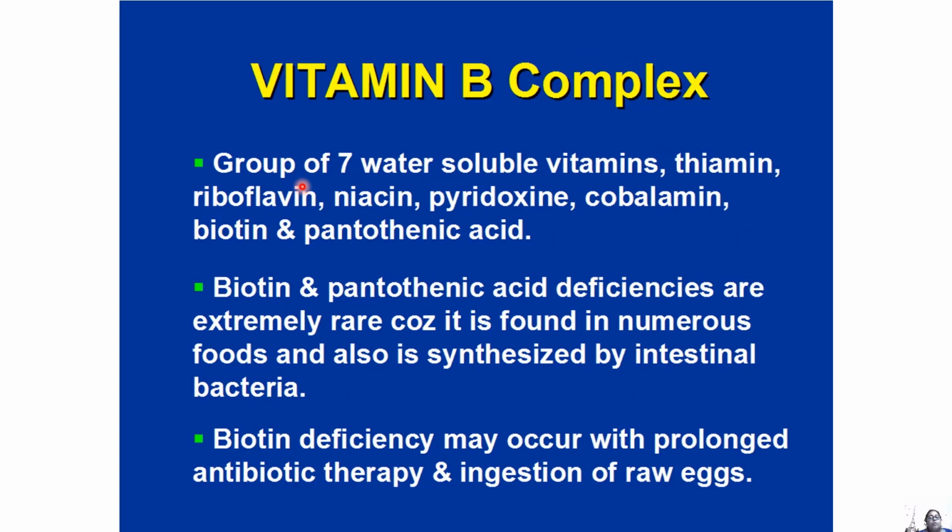Okay, now if we talk about the vitamin B complex, these are a group of 7 water soluble vitamins: thiamine, riboflavin, niacin, pyridoxine, cobalamin, biotin, and pantothenic acid. So biotin and pantothenic acid deficiencies are extremely rare because they are found in numerous foods and also synthesized by intestinal bacteria. Now biotin deficiency may occur with prolonged antibiotic therapy and ingestion of raw eggs.